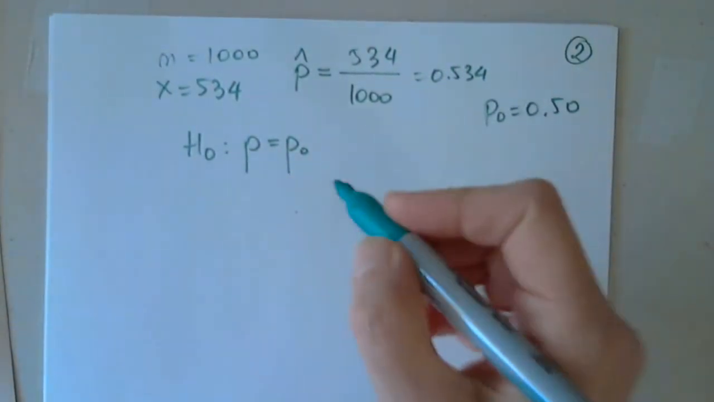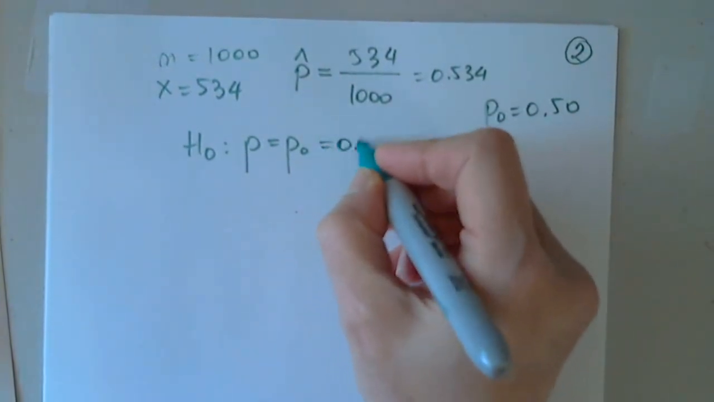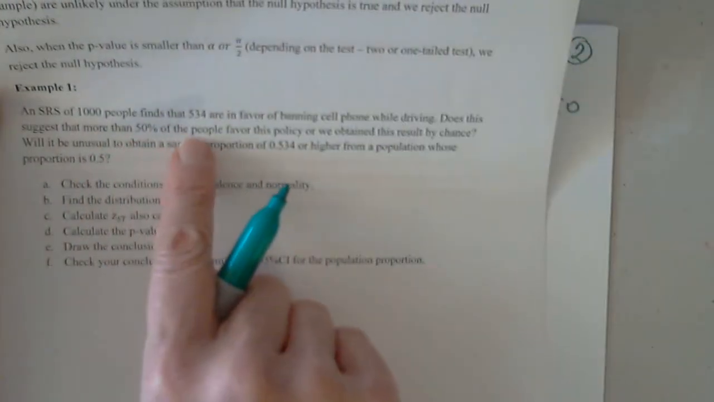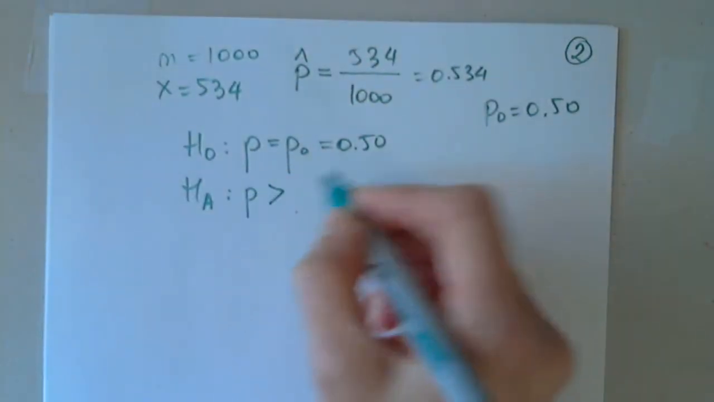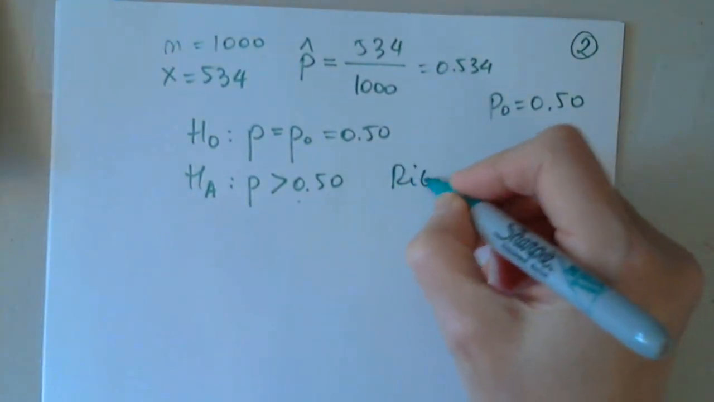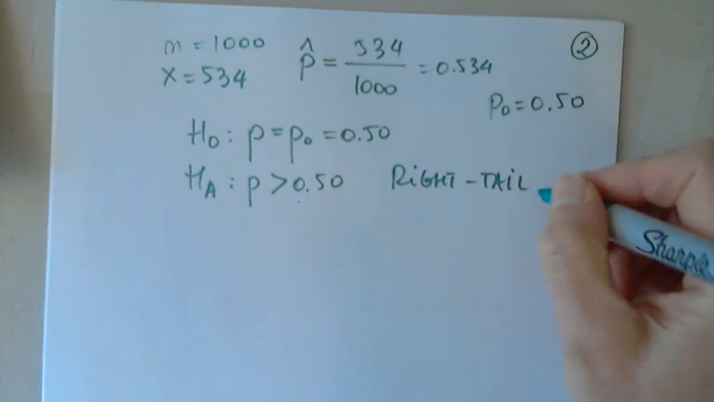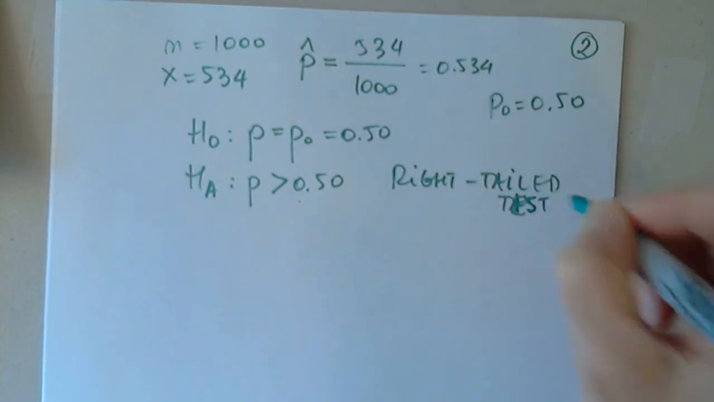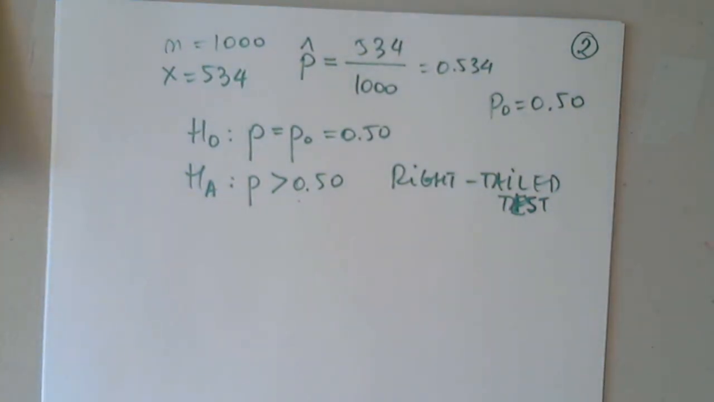The alternative, or H1, says, does this suggest that more than 50%, which means p greater than 0.50? From here, I immediately identify the fact that this is a right-tailed test. It's a right-tailed test. Okay. How do I conduct the test?